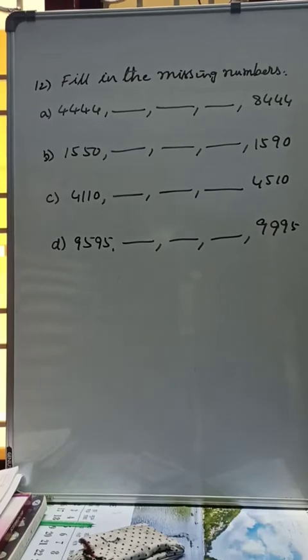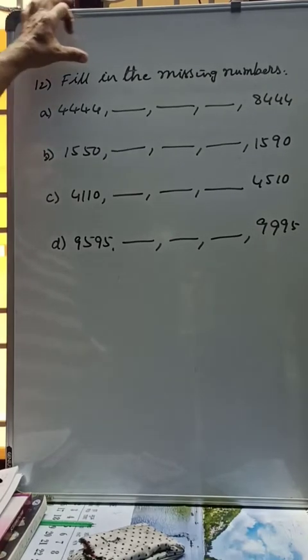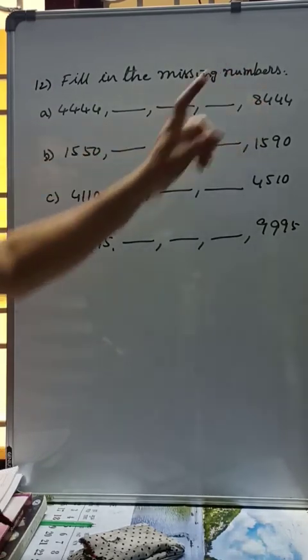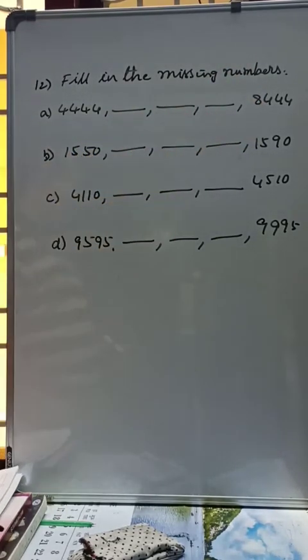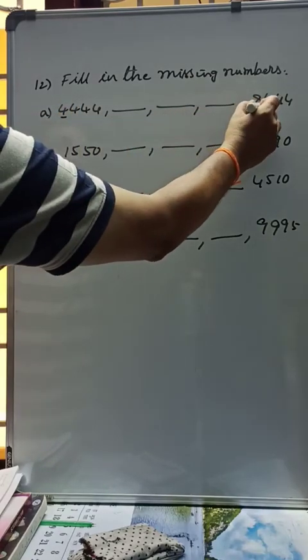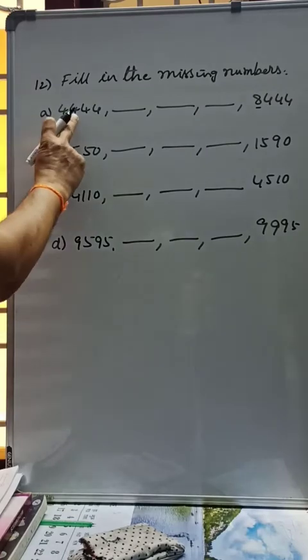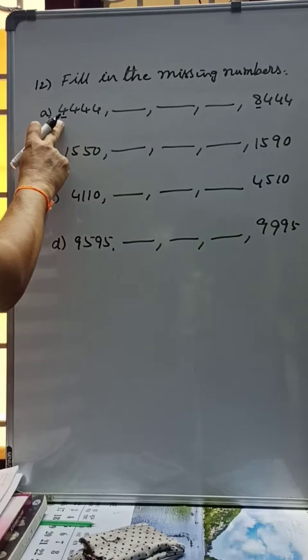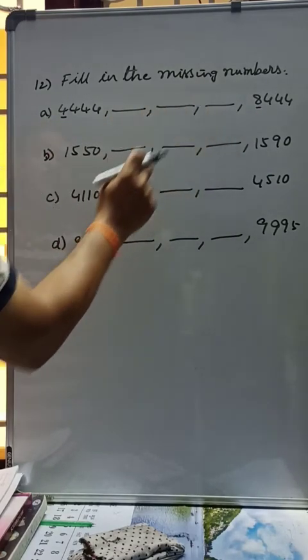Coming to the 12th sum, we will ask you to fill in the missing numbers. First number is given, last number is given, and in between 3 blanks are there. We have to observe at what place the change is occurring. So in the first one, the thousands place is 4 and the thousands place is 8. The remaining 3 numbers are 444, 444. So there is a change in the thousands place, 4 and this is 8. In between, 3 numbers we have to write.